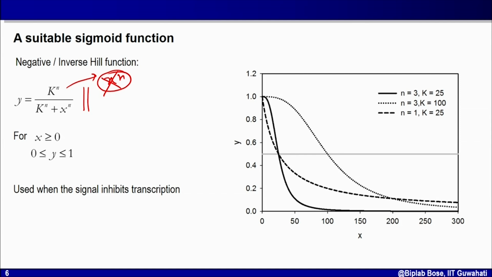Again here, when x equals 0, y will be 1, because that's what you want when there is no x. Maximum value, and then as you increase x from 0, y starts dropping and reaches towards 0. So this inverse or negative Hill function I can use when I have an inhibitory signal or a transcription factor in the system which goes and inhibits the process.